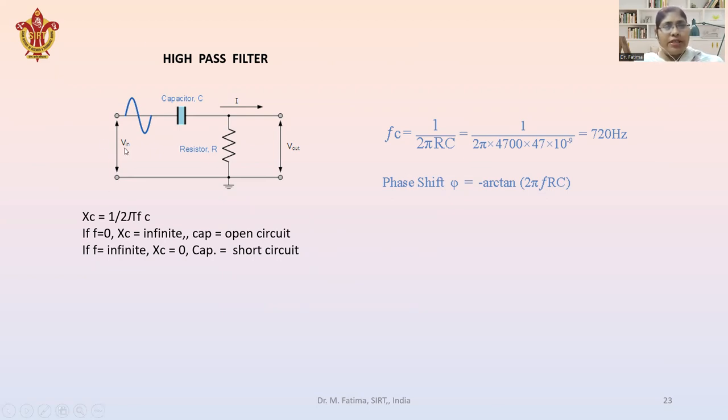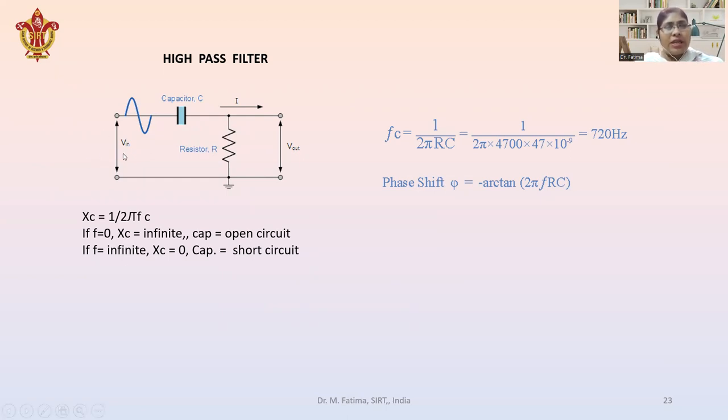Consider a very low frequency is provided to this network. Let it be f equal to zero. So in the denominator, if f equals zero, Xc will become equal to infinity. So the capacitor will be acting as an open circuit. The connection is broken from the input. So whatever the input is given here, it will not be available at the output. So there will be no output. In this manner, the low frequencies are rejected.